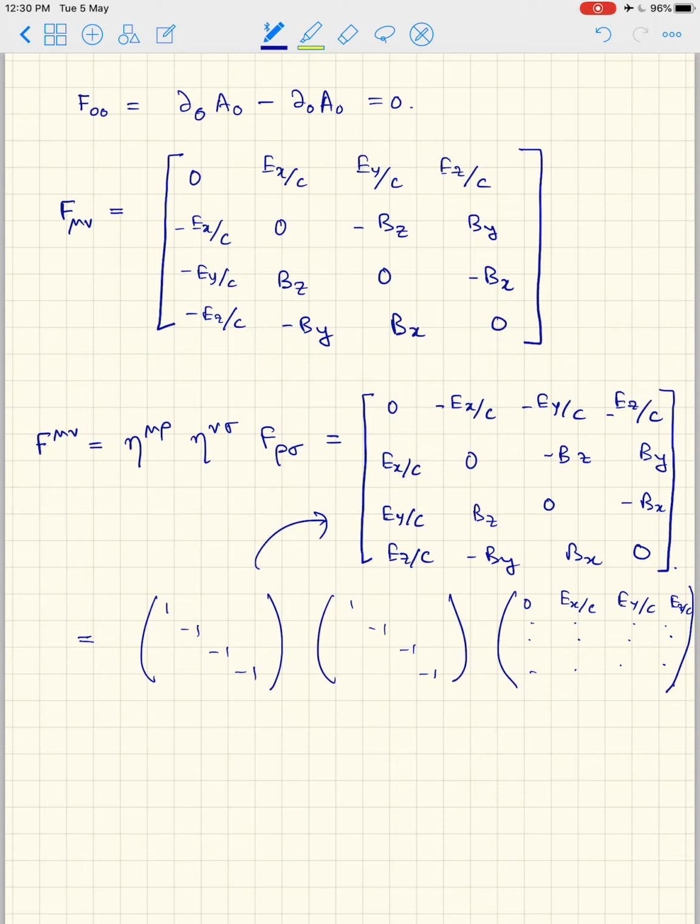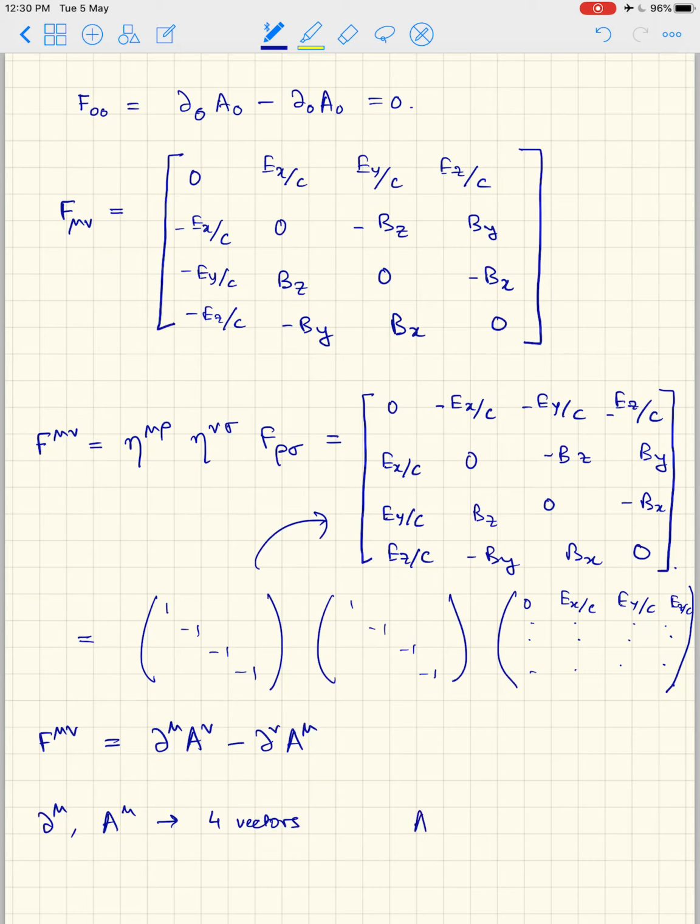And now remember that, so if you were to look at F mu nu, this is nothing but del mu A nu minus del nu A mu. Now these objects, these are 4 vectors, these transform. So if you are looking at del mu and A mu, these are 4 vectors.